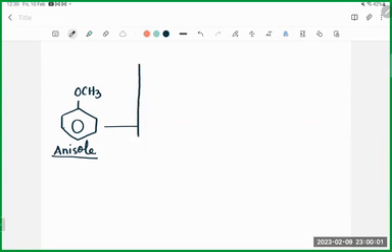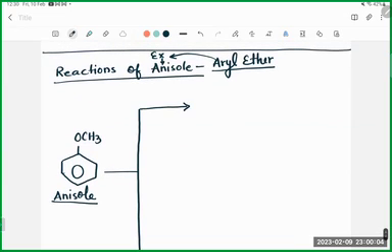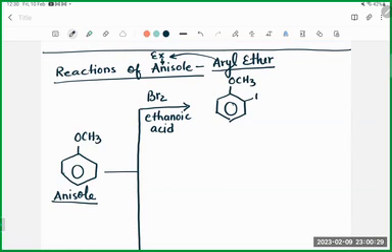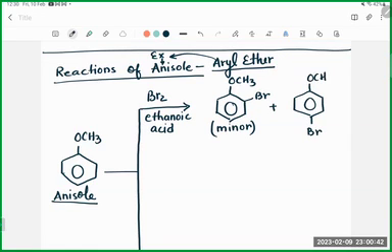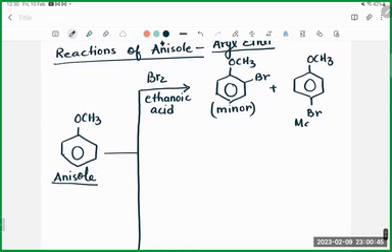So how many electrophilic substitution reactions have we done? Let us recall. Bromination we did in ethanoic acid, and we got the two derivatives, right? Ortho and para. With respect to OCH3, the ortho is the minor product, and the para derivative is the major product.